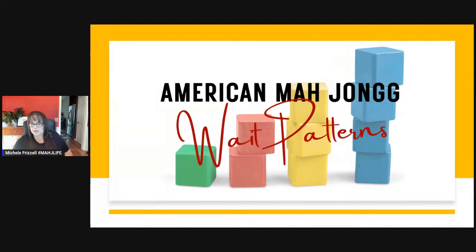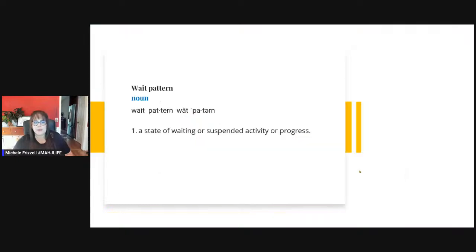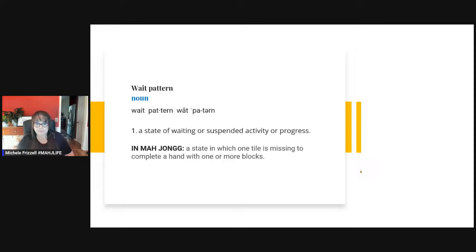All right, we're going to get started. A weight pattern is a state of waiting or suspended activity in progress. That is a weight pattern. In Mahjong, it is a state in which one tile is missing to complete a hand with one or more blocks. So weight patterns is a thing in the world, but in Mahjong, it's when you're waiting for one tile to complete your hand. It's a little more complex than that, though, and we're going to talk about it.